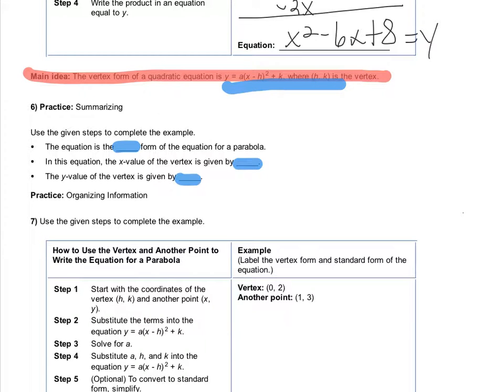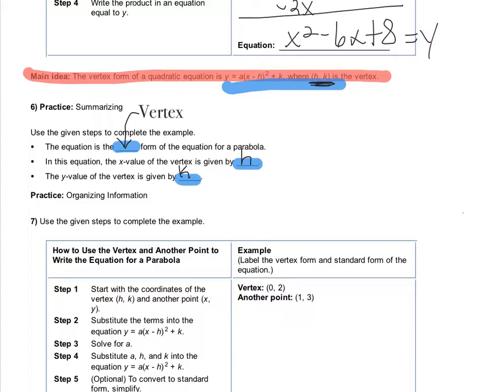All right, so in summary, we're going to use the given steps to complete the example. The equation is the vertex form of the equation for a parabola. What you see underlined right there in blue is the vertex form of the equation for a parabola, so the word that goes right here on this line is vertex. It's vertex form because when you see it, you can easily identify the vertex. In this equation, the x value of the vertex is given by h, and the y value of the vertex is given by k.